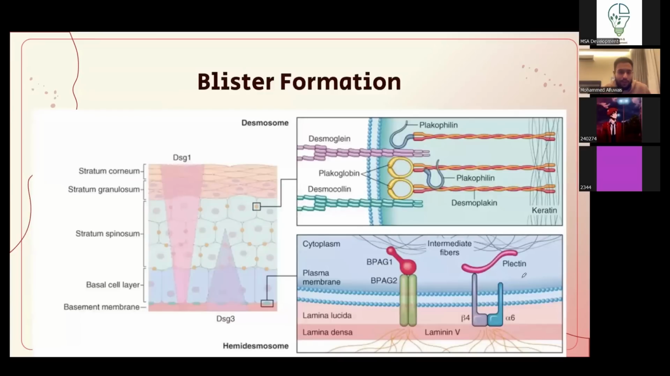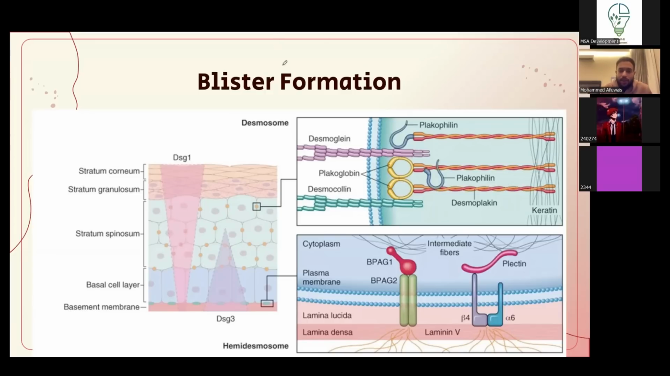Is everything till now clear before I go to blistering diseases? Okay, so I'll explain blistering diseases. Then we'll take a break before I go into cancers, or I'll finish the cancers and then we'll go to a break, because there's a lot of micro in this crash course. But anyways, we'll go now to blister formation.